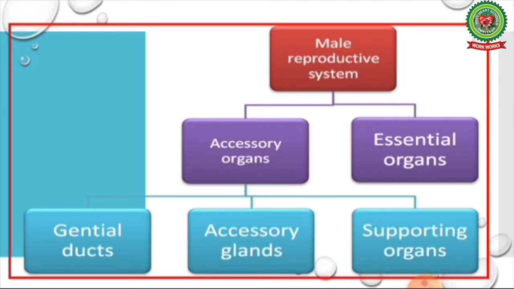Male reproductive system comprises of two types of organs. First one, accessory organs, and second one, essential organs. Accessory organs include genital ducts, accessory glands, and supporting organs. And essential organs are testes.